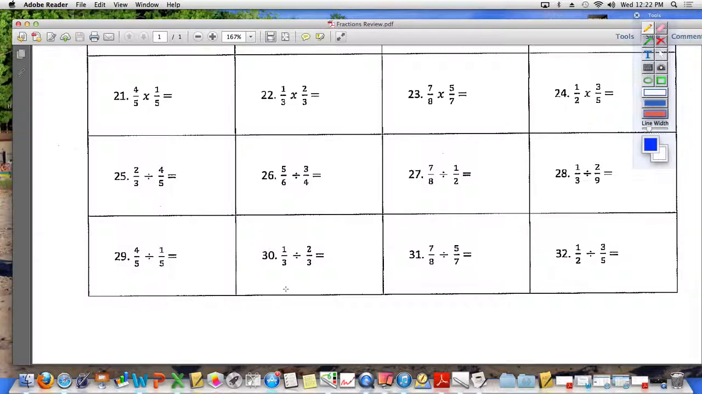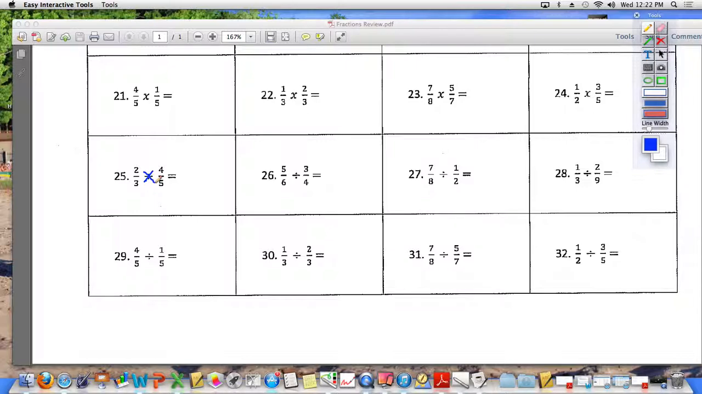I am probably not going to go through every single one of these, but once I tell you a couple of times, you're going to know what to do. Looking at number 25, it says 2/3 divided by 4/5. The trick was this. When you divide fractions, you change the divide sign to a times sign.